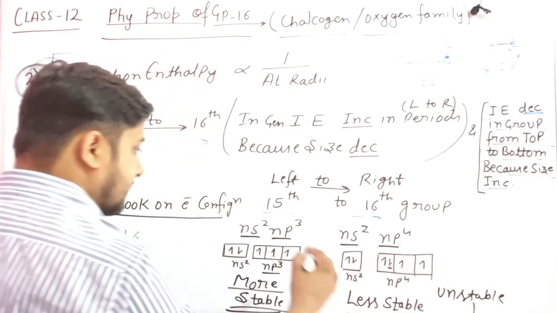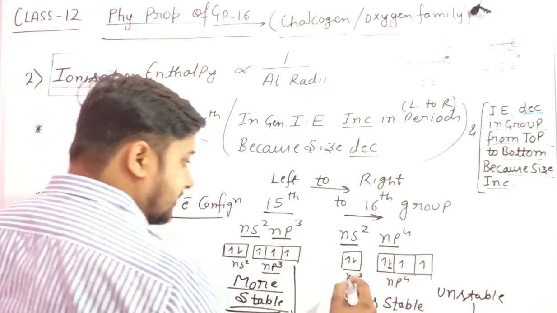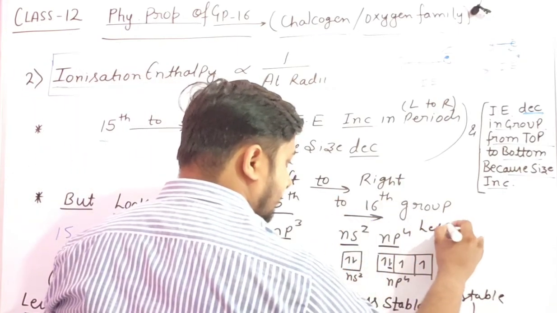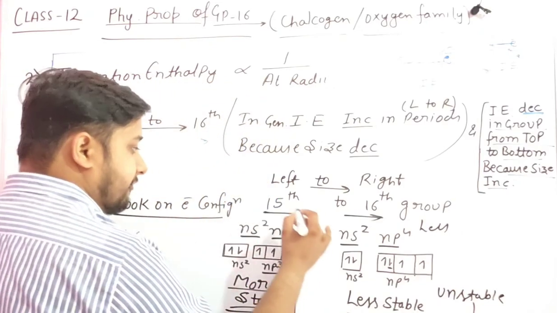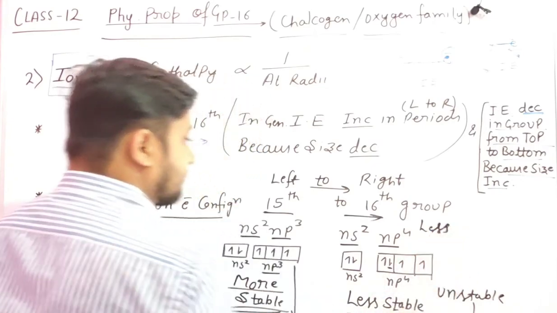So in the case of 15 to 16, according to the electronic configuration, the ionization enthalpy required by the group 16 element is very less as compared to group 15. Clear? Is that clear? Okay.